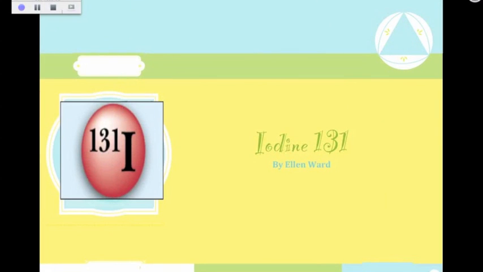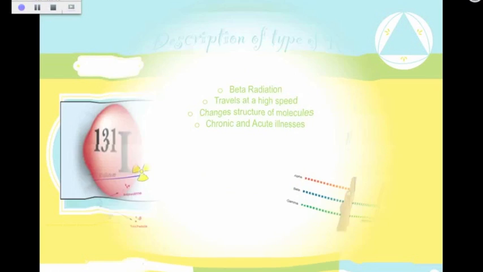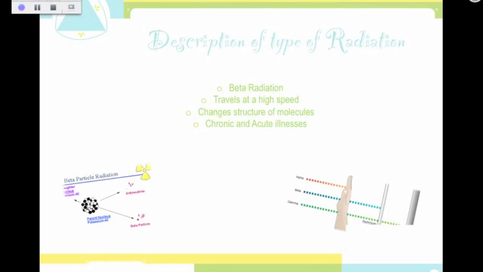This video will aim to teach you just a little something about radioisotopes. The focus will be especially the radioisotope iodine-131. Iodine-131 gives off beta radiation or beta particles. Beta particles are important to the successful use of radiation on patients.